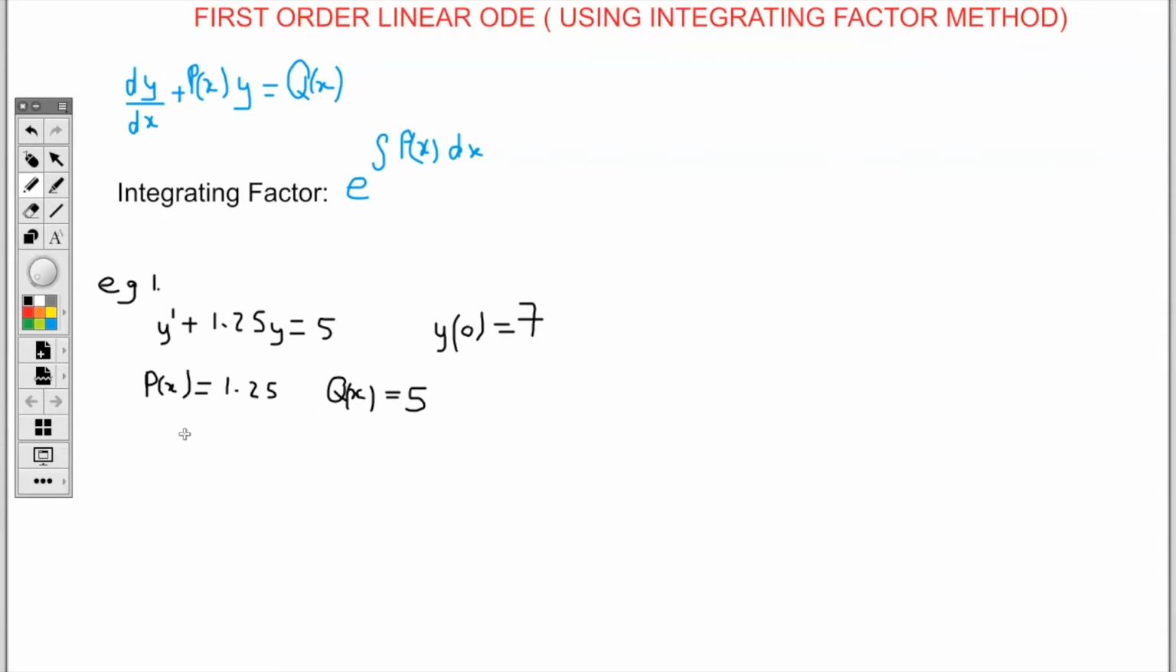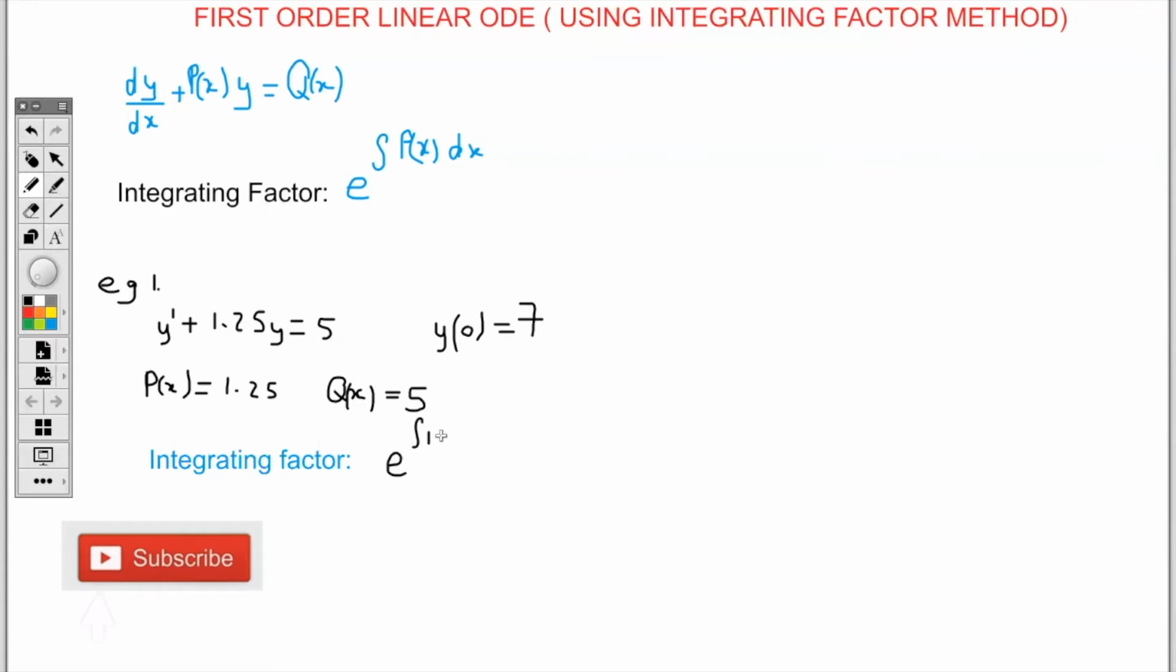Now we're going to find the integrating factor. So replacing p(x) with the number 1.25, we will have e to the integral of 1.25 with respect to x. So that's why we have dx. Now when we integrate a constant, we just attach an x. So it means this will be e to the 1.25x.